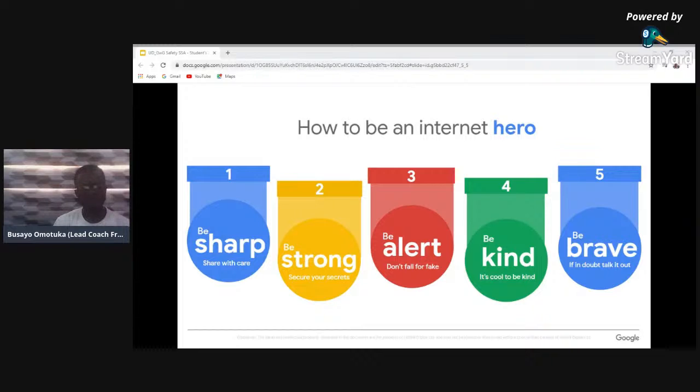So we need to talk about how to be an internet hero, because we need to let them know that they can't be an internet hero until they are safe on the internet. They can't be an internet hero until they are able to defeat those guys that we mentioned earlier in the last slide. So it is important for them to be an internet hero. To qualify as a true hero of the internet, you must be sharp, you must be strong, kind, and brave online.